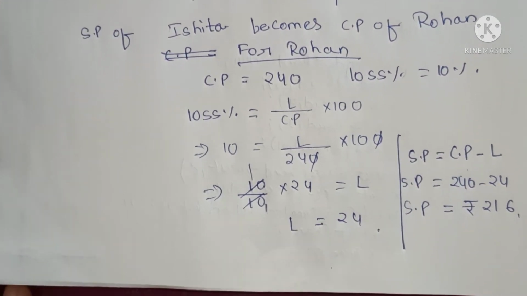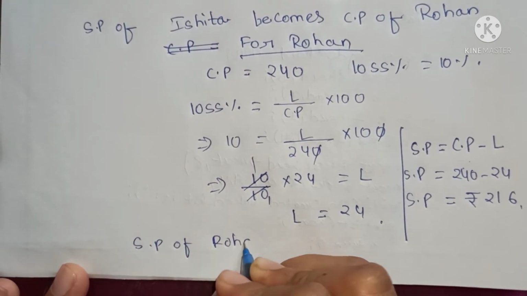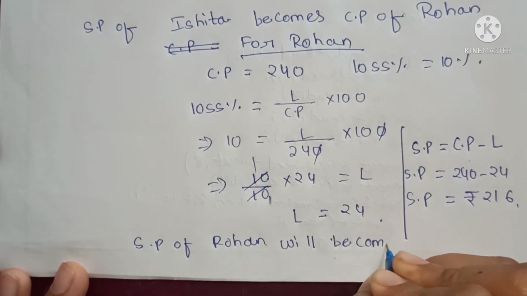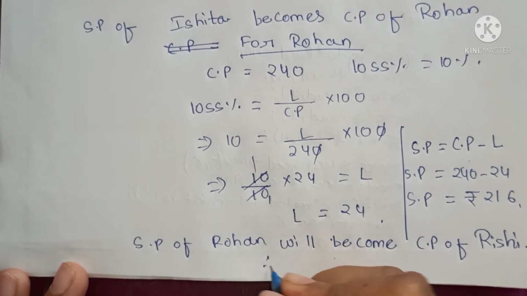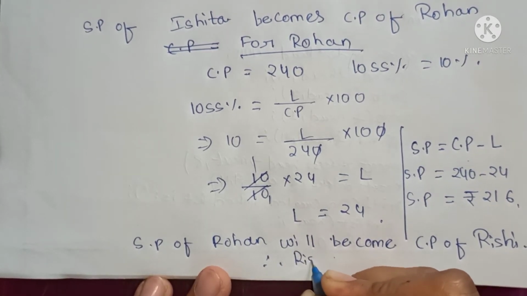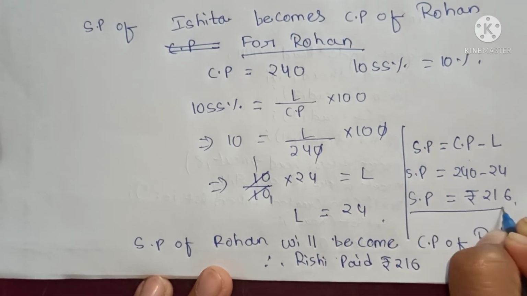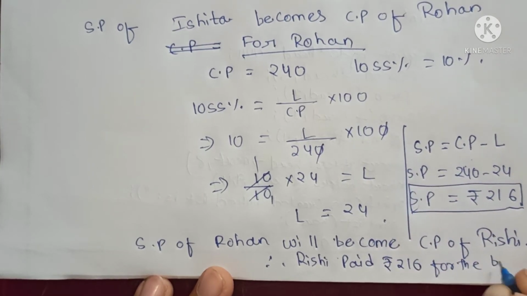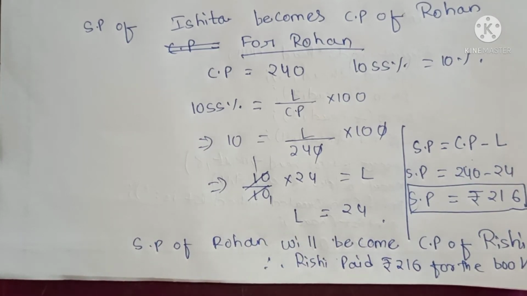That means Rohan is selling to whom? Rishi. So what will we write? SP of Rohan will become CP of Rishi. So Rishi is purchasing, therefore Rishi paid rupees 216 for the book. For the same book, Rishi is paying 216 rupees. This is the answer. Okay, thank you.